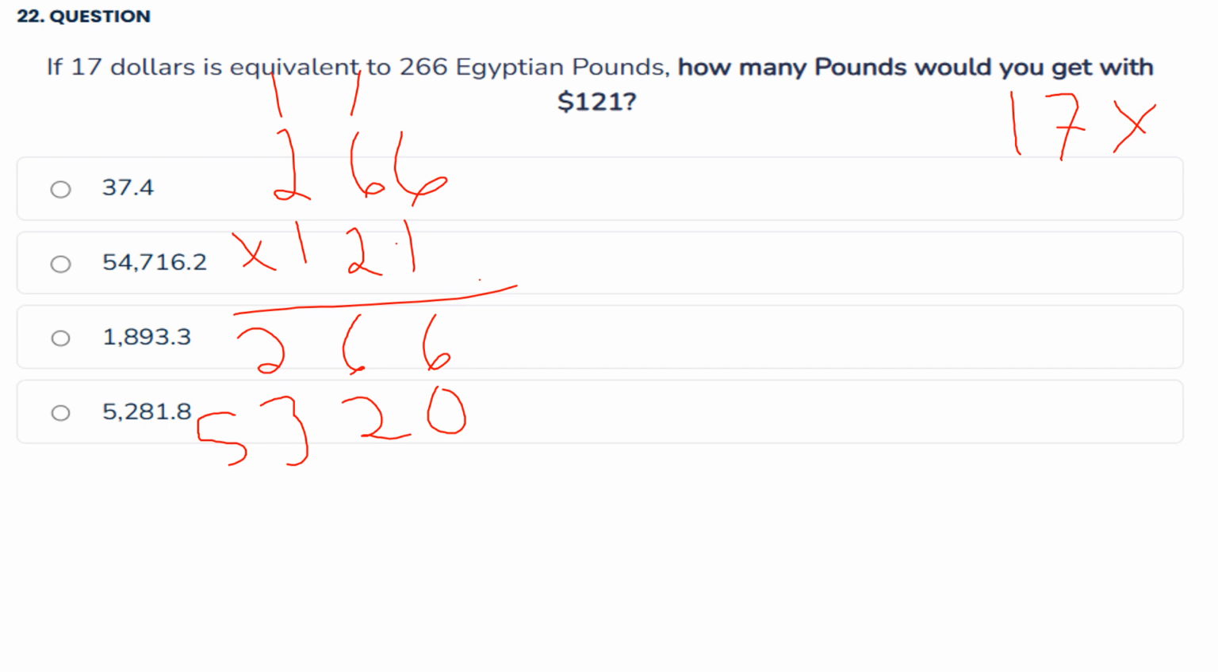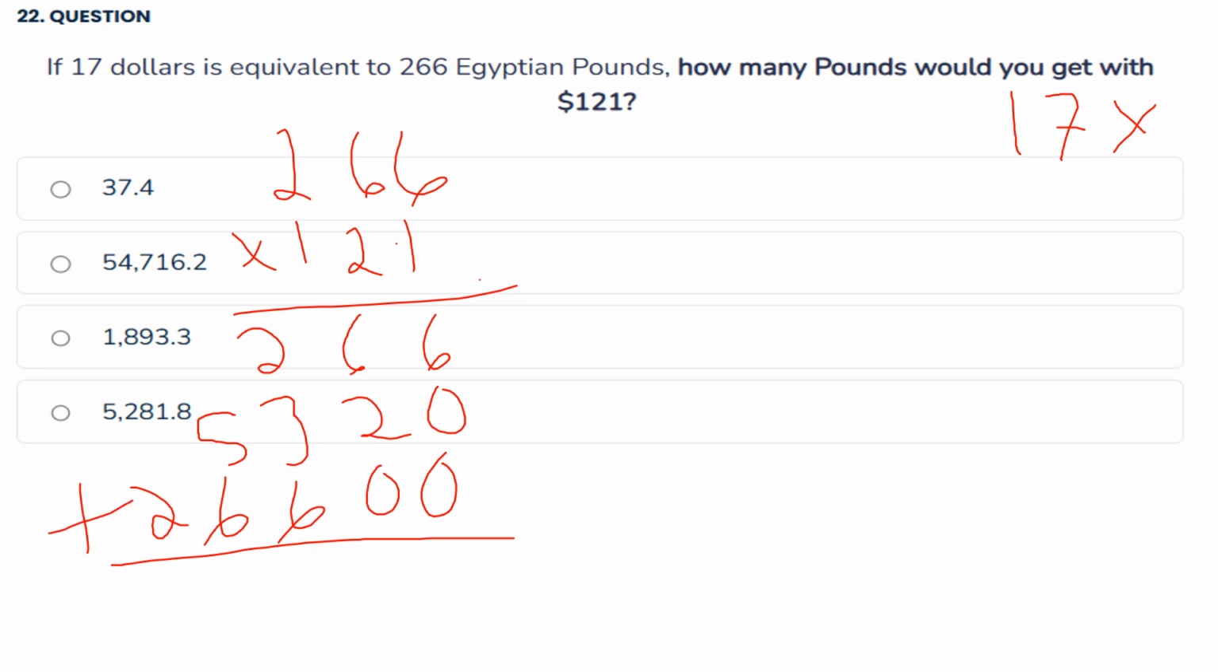All right, let's get rid of those ones up there so we don't confuse ourselves. All right, we move on to the hundreds place. 6 times 1 is 6. 6 times 1 is 6. 2 times 1 is 2. We have to add all those numbers together. 6 plus 0 is 6. Plus another 0 is 6. 6 plus 2 is 8. 8 plus 0 is 8.